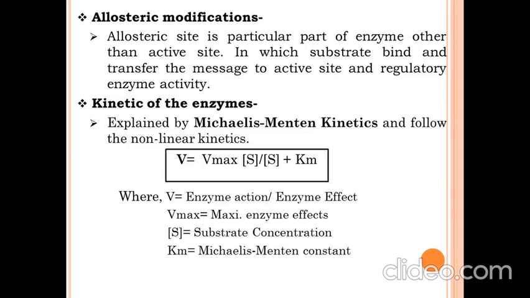Next, kinetics of enzyme. So it is explained by Michaelis-Menten kinetics and follows the non-linear kinetics. So the equation is V equal to Vmax into S divided by S plus Km. S is the substrate concentration, Vmax is the maximum enzyme effect, V is the enzyme action or enzyme effects, and Km is the Michaelis-Menten constant. It is very much important for GPAT and NIPER exam.